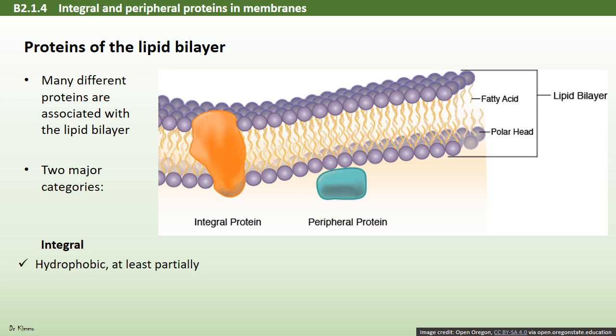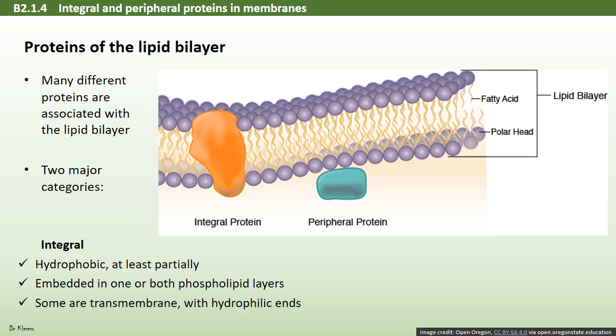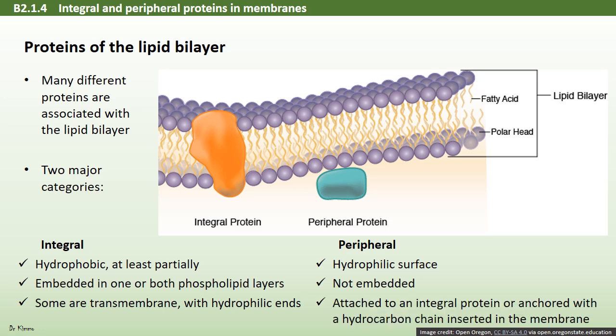The integral ones are hydrophobic, at least partially. They are embedded in one or both phospholipid layers, and some of them are transmembrane. They go all the way through the membrane, and they have hydrophilic ends. The peripheral proteins have a hydrophilic surface. They are not embedded in the membrane, but they are attached to the membrane through an integral protein, or they can be anchored with a hydrocarbon chain that is inserted in the membrane.